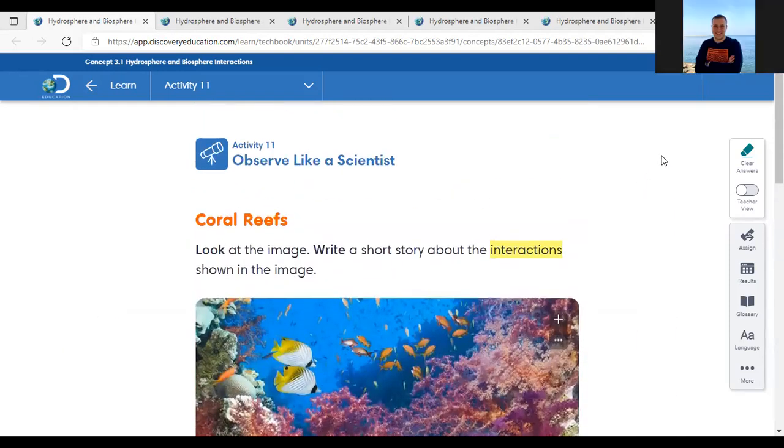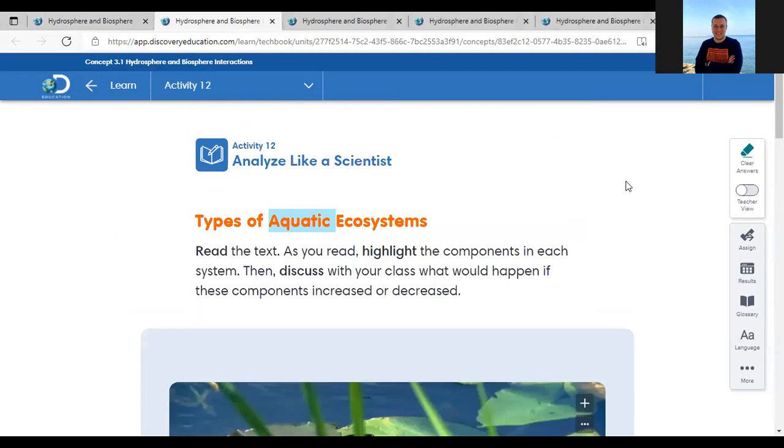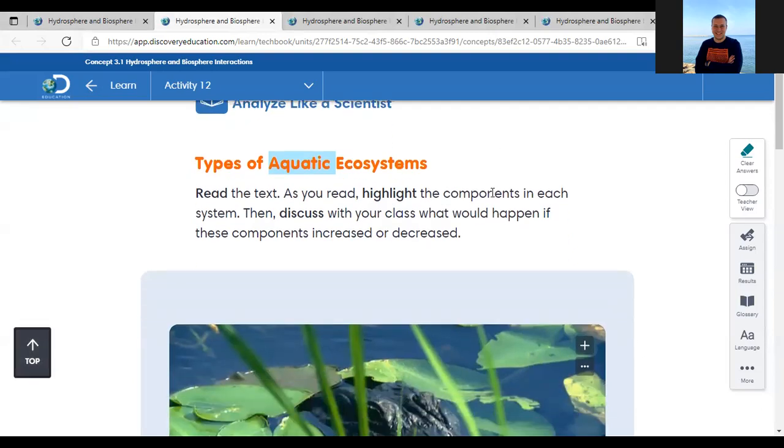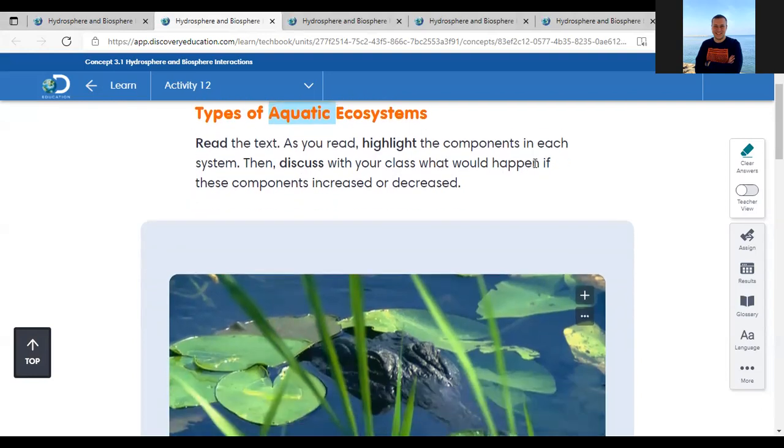Okay, grade 5, now let's go to the next activity. This is activity number 12. It says analyze like a scientist types of aquatic ecosystems. We already agreed that the word aquatic comes from the Greek word aqua, that means water. So we will talk about the water ecosystems. Read the text, and as you read, highlight the components in each system. Then discuss with your class what would happen if these components increased or decreased.